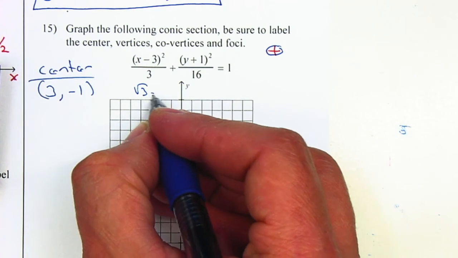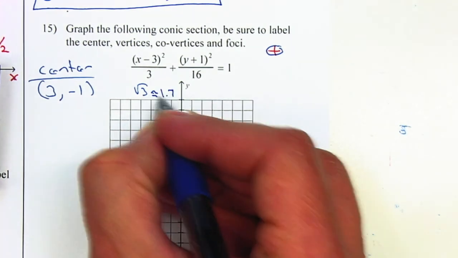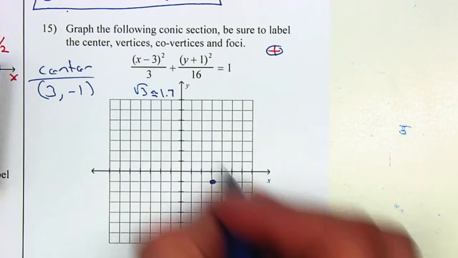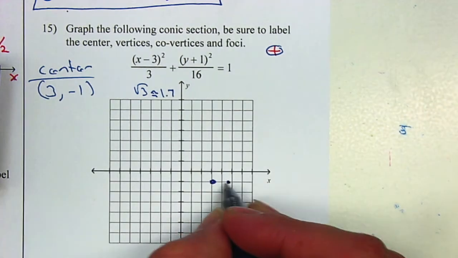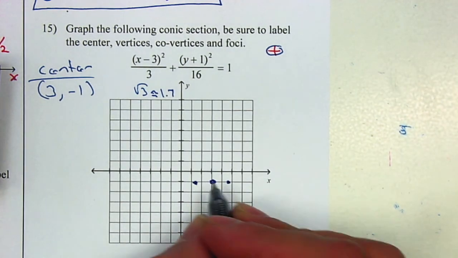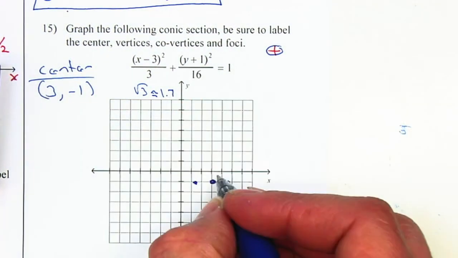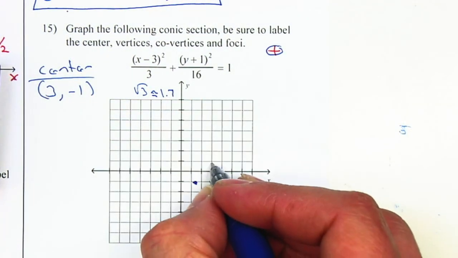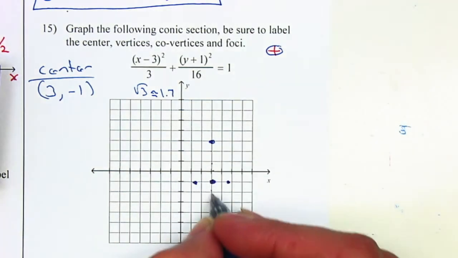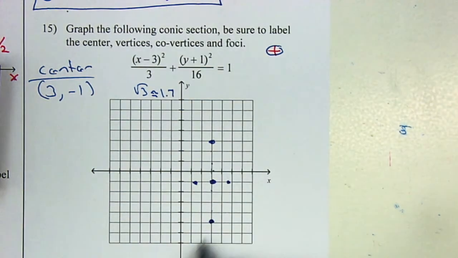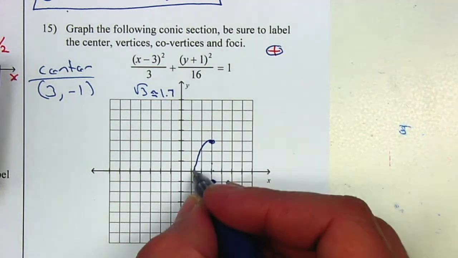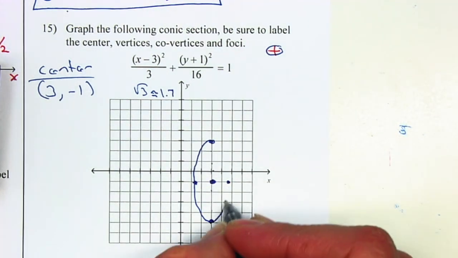It's under the x, so I'm going to go to the right 1.7, to the left 1.7. Under my y, there's a 16. The square root of 16 is 4. So I'm going to go from my center 1, 2, 3, 4, and 1, 2, 3, 4. It's an ellipse. I don't need to do anything else but my ellipse.